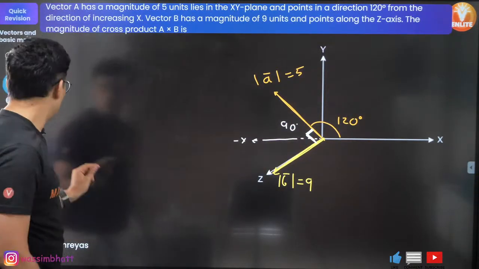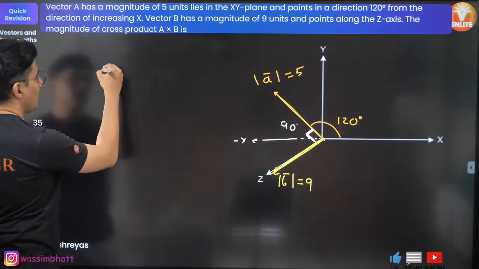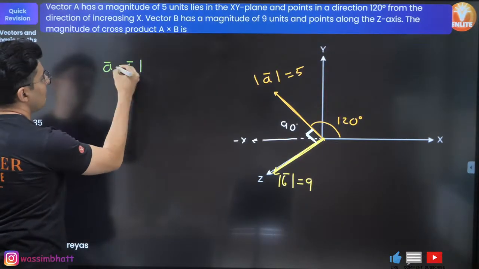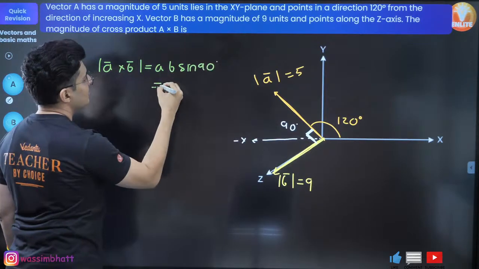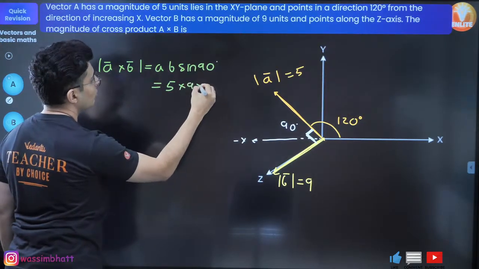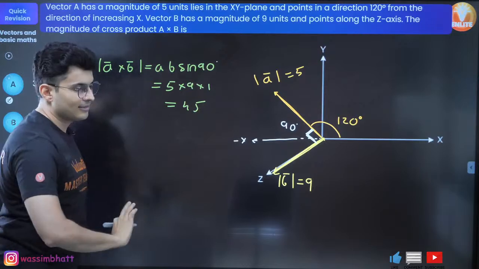Hence, when you solve the question, A cross B's magnitude will be A into B into sine 90. Sine 90 is 1, so it is 5 into 9 into 1, which is 45. That's it, done, done.